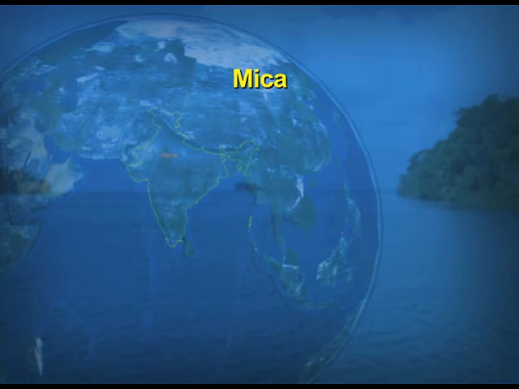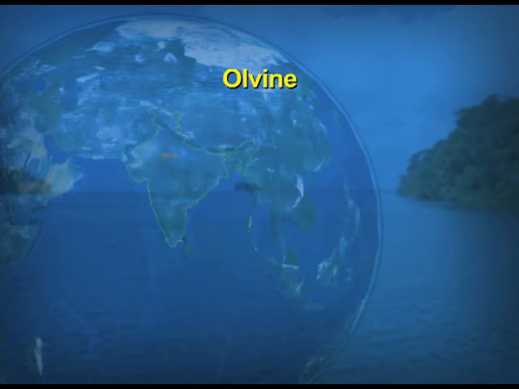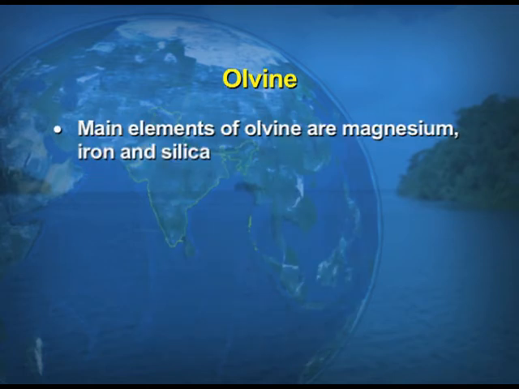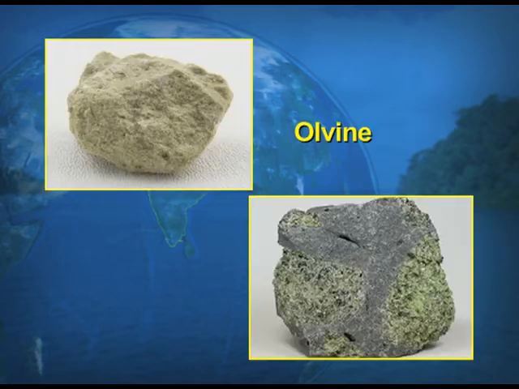Mica is a very common mineral, and it forms 4% of the Earth's crust, and it is generally found in igneous and metamorphic rock. And here you can view mica. Olivine consists of magnesium, iron and silica, and this is basically found in basaltic rock, and basalt is a form of igneous rock. And here are the pictures you can view on your screen of how the olivine looks.